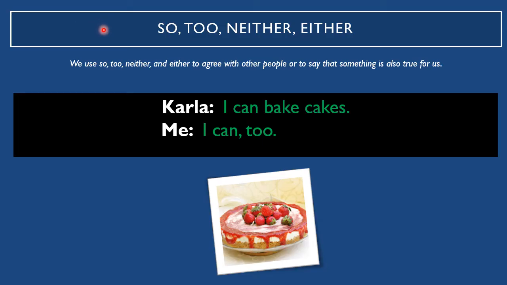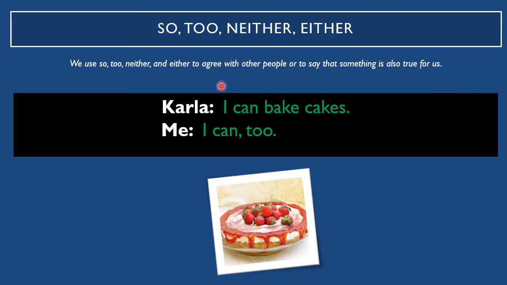So, too, neither and either. This is the first grammar point for Unit 13. We use so, too, neither and either to agree with other people or to say that something is also true for us. When we say something and another person has the same opinion or the situation is also true for the other person, we can use so, too, neither, or either.